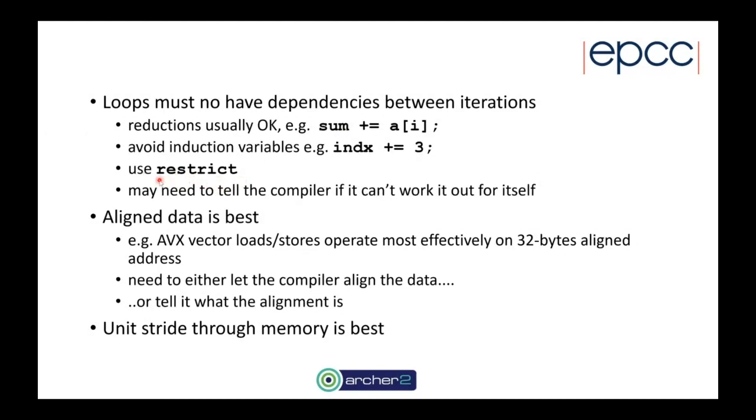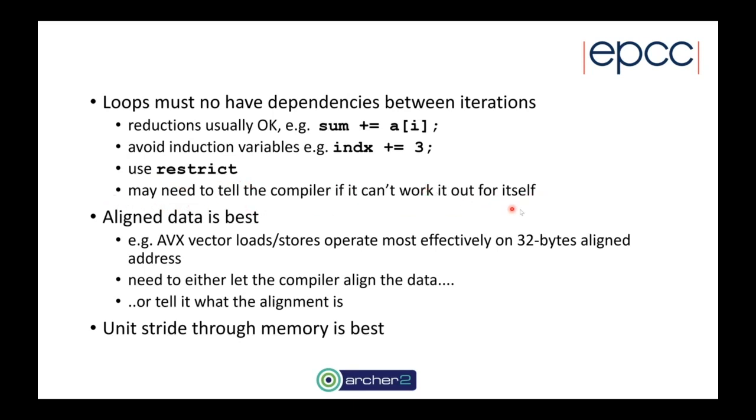There are some keywords we can use, such as restrict in C, and particularly this is for C and C++ codes, which lets the compiler have more confidence about things like loop bounds and pointers being used inside the loop, so that it's not worried that data may be overlapping or change as the loop's going on.